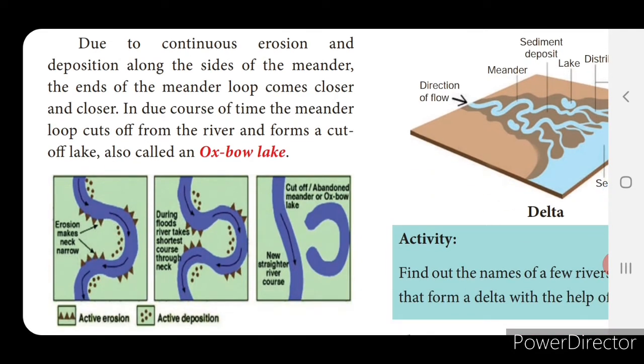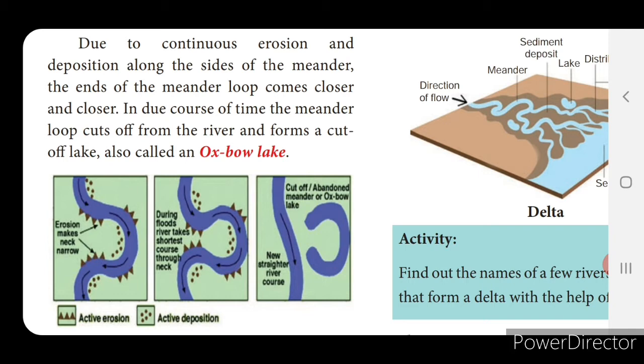So during meander, that landform, due to continuous erosion and deposition along the sides of the meander, the ends of the meander loop come closer and closer. In due course of time, the meander loop cuts off from the river and forms a cut-off lake, also called an oxbow lake. So this blue color indicates the river that is formed, that is meander, the zigzag movement we call as meanders.